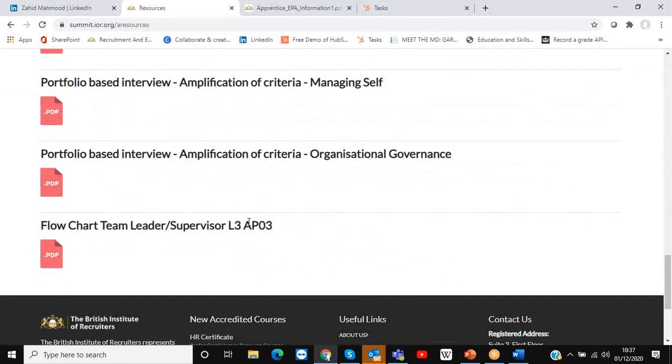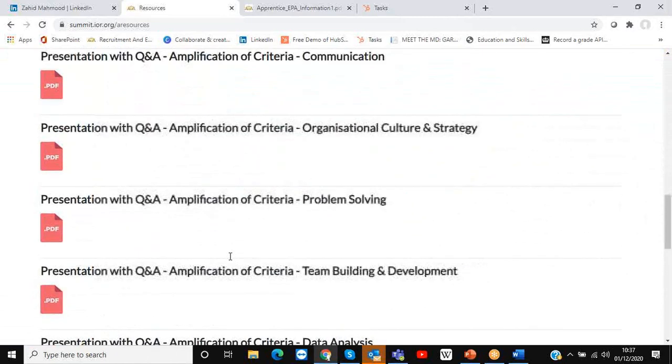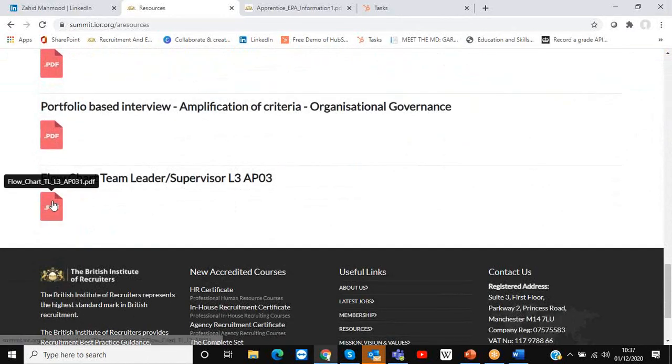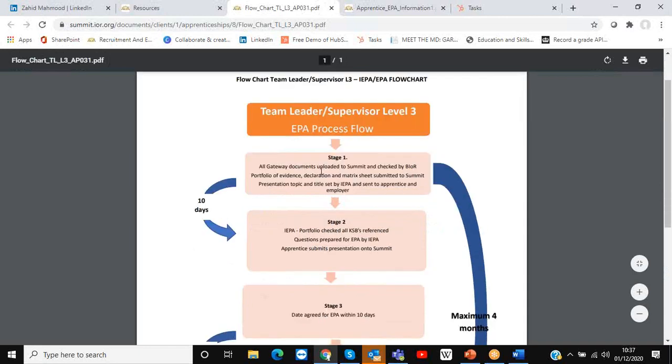get to grips with. And for each of the new assessment plans that we're doing resources for, so we'll be doing some for the business administration new assessment plan, and also for the ops departmental manager one as well. What we'll have is this flow chart here for you to get to grips with what the timelines are like.